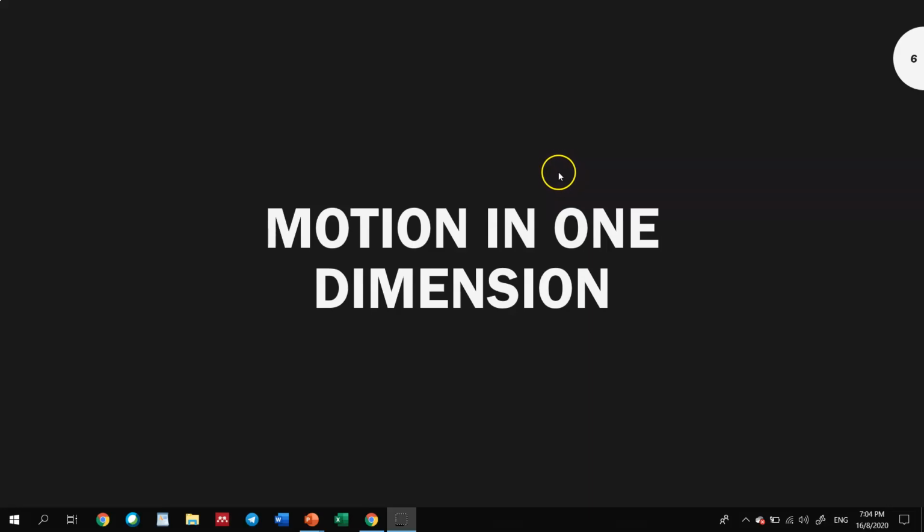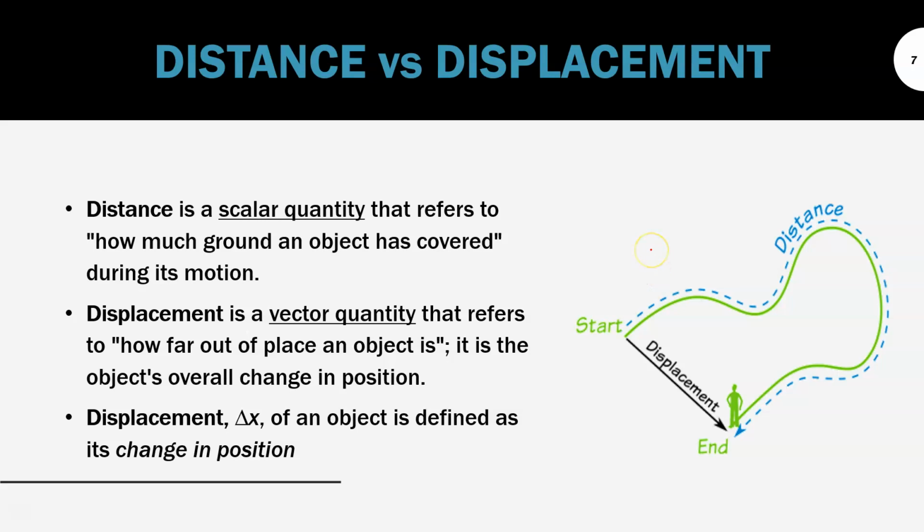Hi again, this is the second video of this chapter and we will learn and discuss kinematics in one dimension. So, the first topic is about the difference between distance and displacement. I believe you heard this before, whether in your secondary school or last week's lecture.